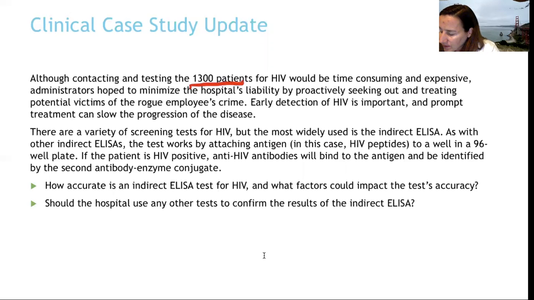For a variety of screening tests, they're going to use the indirect ELISA because we're looking for those antibodies. Do they have antibodies to HIV? We said that, do they have it out here where they're talking about how long it's going to take?